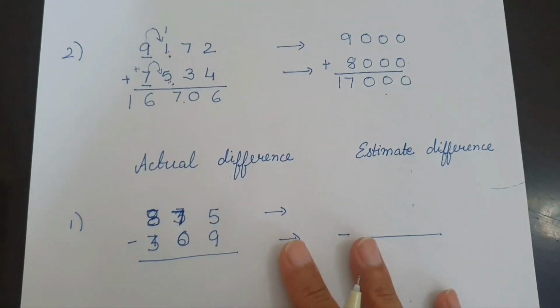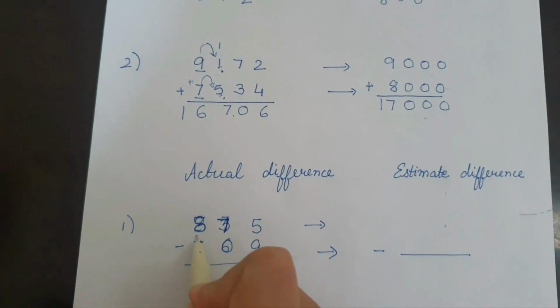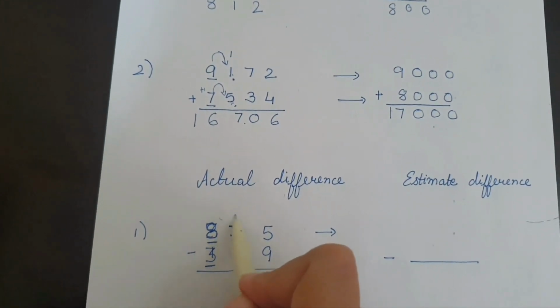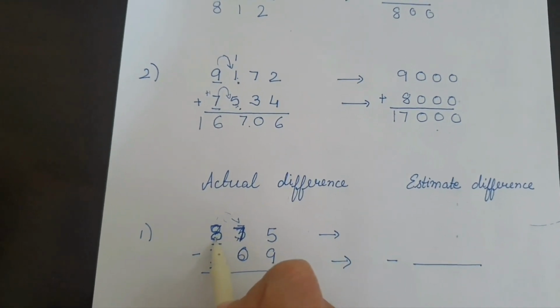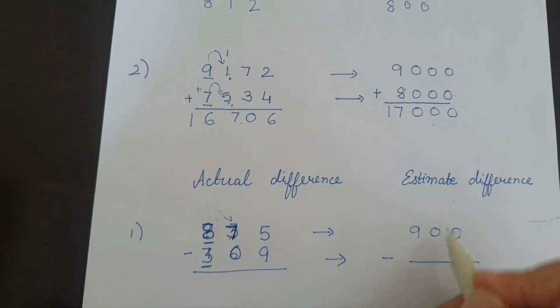Now let us do the difference also. This is 875 minus 309. This is your highest place digit, 8. Here it is 7, that means it is more than 5. We will go towards the higher side. So 8 will become 9 and the rest 900.